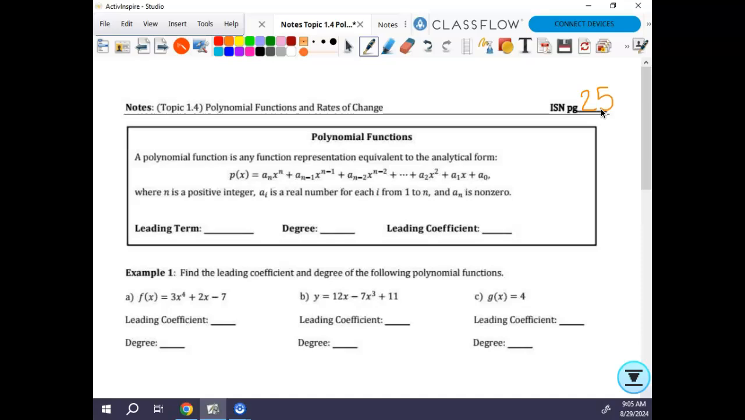Polynomial functions, we've heard those words before, right? Okay, so I know you have. You've done things with polynomials. You've factored them, you've graphed them, you've done all kinds of things with them. I don't know, however, if you have actually seen the official representation of a polynomial function right here, right?